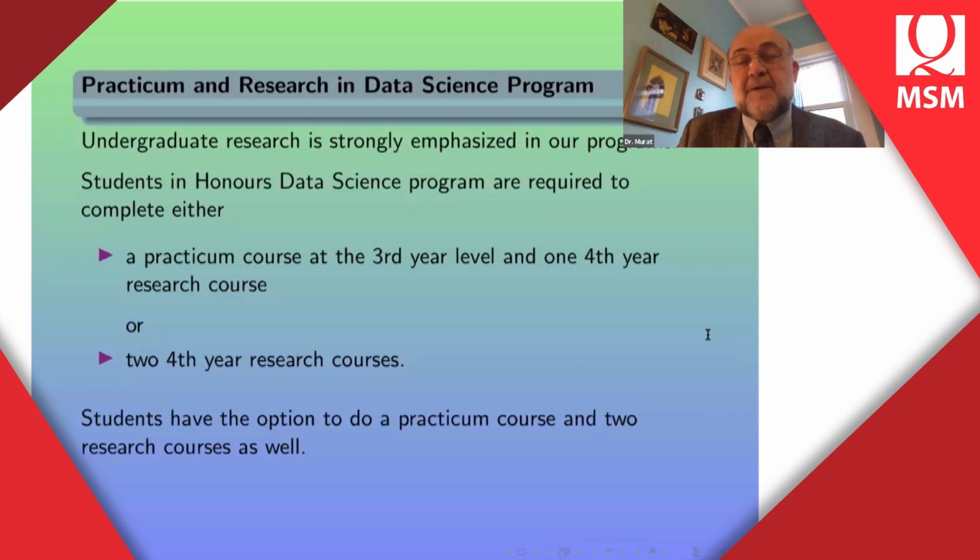What do we mean by a practicum course? Basically, students do something practical. This could be an internship, this could be working somewhere, this could be working with a faculty member, but it involves some experiential learning in industry and applications of what they have learned during the program. And then the research courses could vary, from being theoretical to practical. So they need to do at least these courses, but if they wish, they can do more practicum and research courses. There are other opportunities for experiential learning as well.